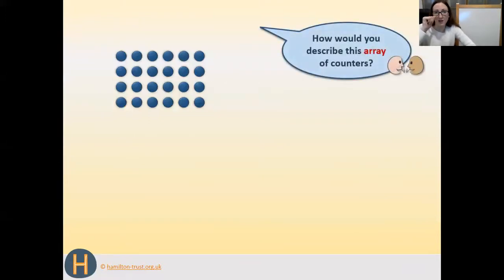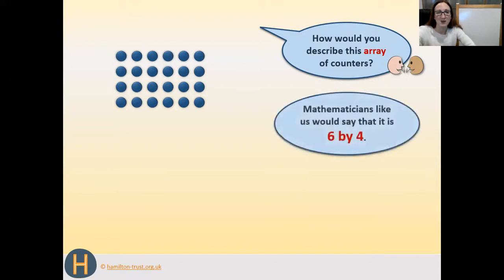Let's take a little look. One way of thinking about factors, which is our focus for today, is to think about arrays. And you may recognise this way of representing factors from previous learning in your maths. So let's take a look here, shall we? This array of counters, we have 6 counters by 4 counters.